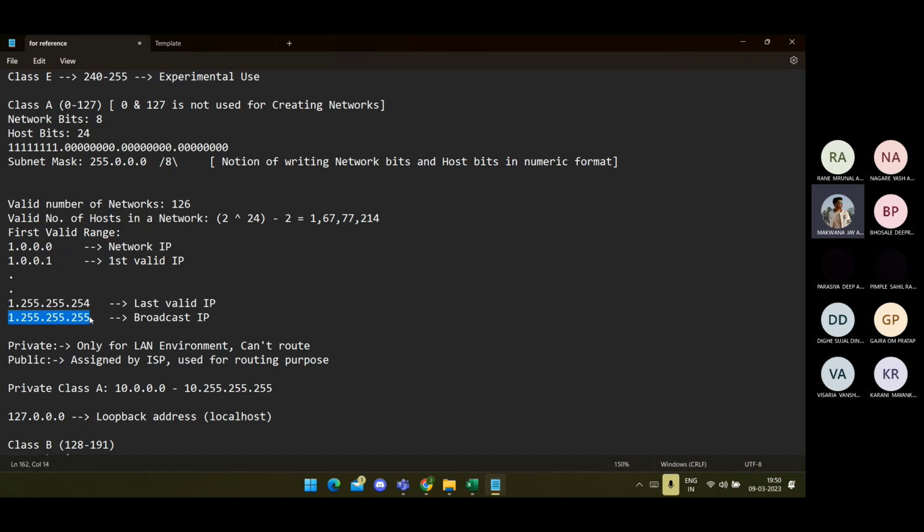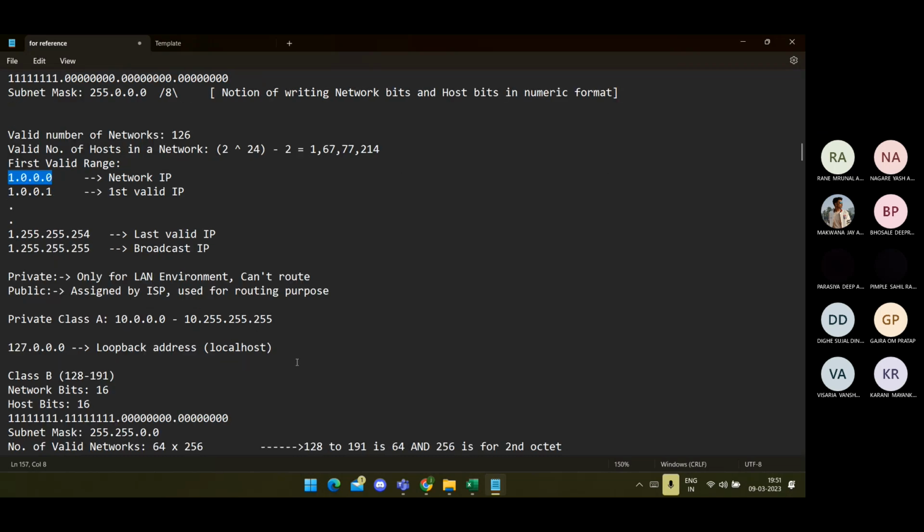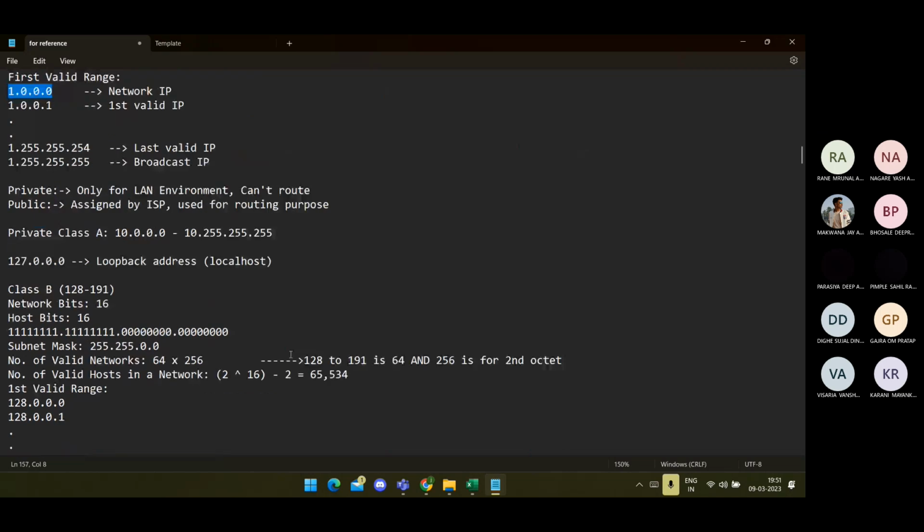So the communication will be broadcasted from this IP address, and other routers and networking devices can recognize your router with this IP address. Okay, so that was it for class A.